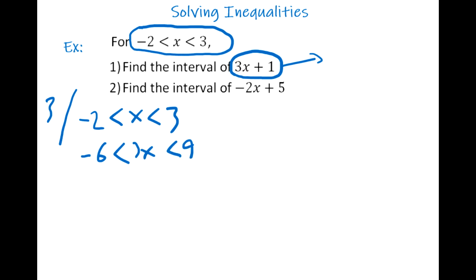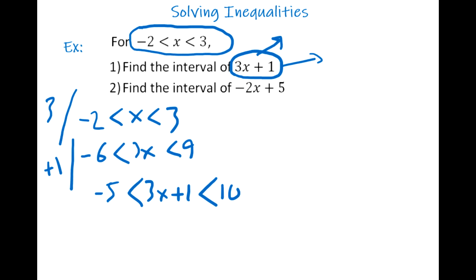And as you can see, 1 is added to 3x. So I'm going to add plus 1 to all sides as well. And once you do it, plus 1 minus 6 is going to be negative 5, less than 3x plus 1, and that is less than 9 plus 1, that's going to be 10, guys. So as you can see, for the 3x plus 1 expression, we have -5 and 10, and the boundaries are open. So we can say that the interval of the first part is this.